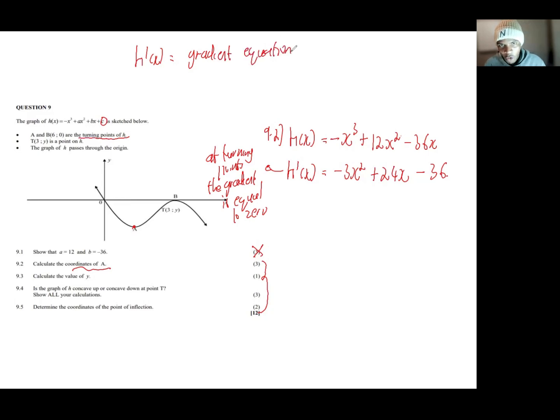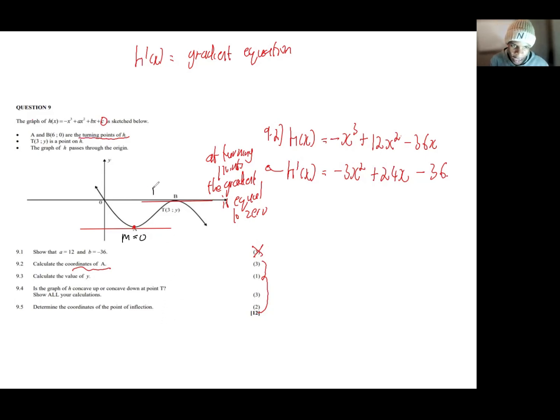The first derivative always represents the gradient equation. So h prime x is always telling us about the gradient of the curve at a particular point. The gradient of the curve at the turning points is always equal to 0, because the only tangent lines that we can draw there are horizontal and parallel to the x-axis. So those tangents have a gradient of 0 always.